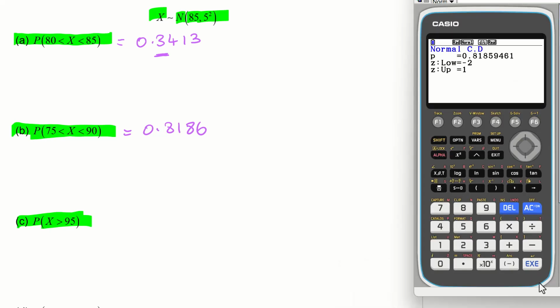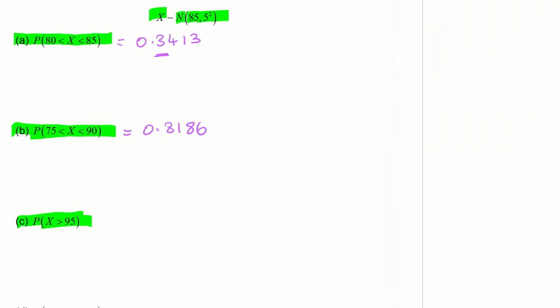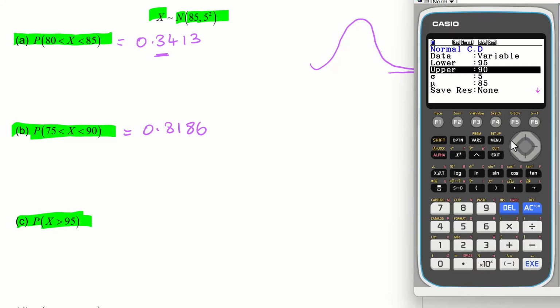And the next one is the probability that x is more than 95. So go back to this screen. And so I want the lower to be 95. And then it's just going to go up forever. So one way of dealing with this is just say, well, the standard deviation is 5. If I just go lots of standard deviations above, then because we know the shape of the curve, and as you go out here, there's virtually no area, we should be fine. So let's make my upper 200 or something.